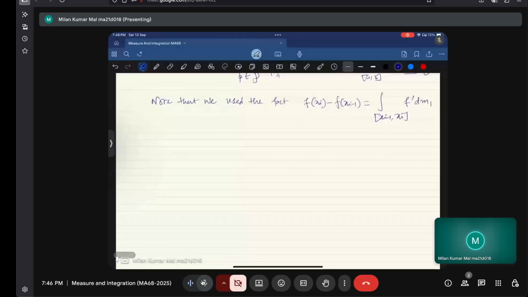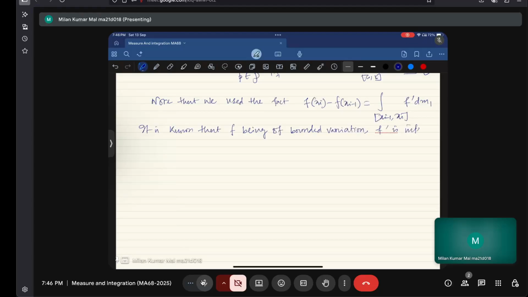Suppose f is a function. It is known that if f is of bounded variation, then f is differentiable almost everywhere, that is for sure, and f dash is integrable.